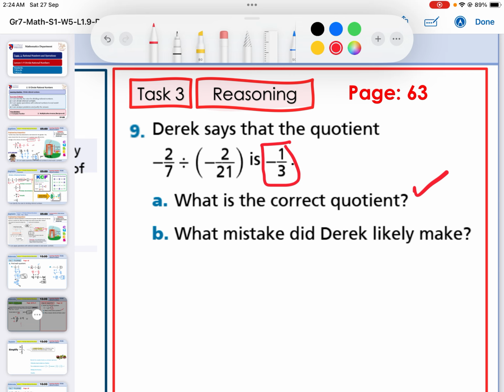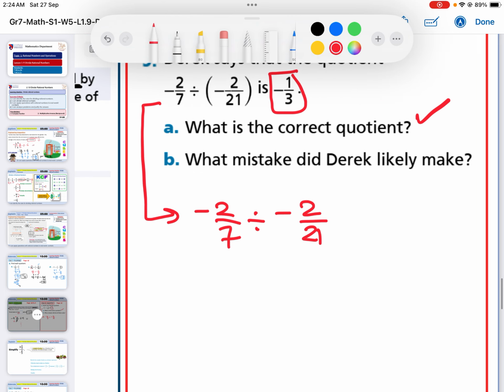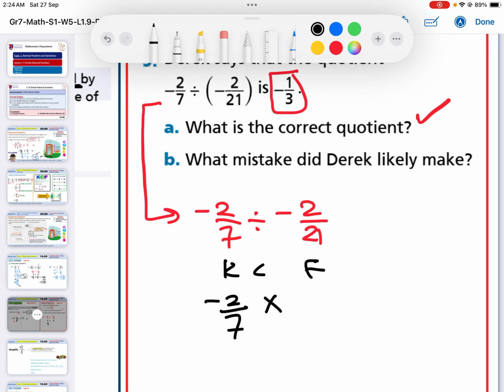How are you going to do this? Simply, you're going to solve it. We're going to grab this one down: negative 2/7 divided by negative 2 over 21. Now we're going to apply KCF. The first one, we're going to keep it. Change division to multiplication and then flip 21 over 2.